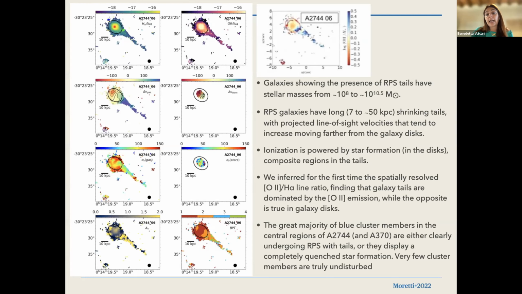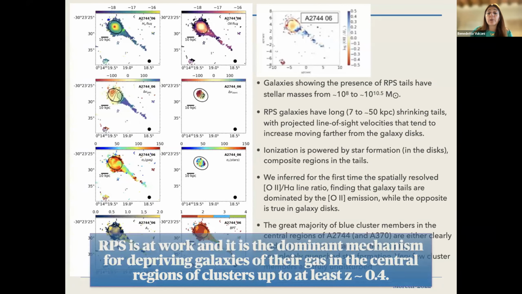And also we have for the first time access to the O2 lines, which in the optical at low redshift are outside the MUSE wavelength range. And we found for the first time an excess of O2 in the tails of ram pressure stripped galaxies. But this is something that we are still investigating. The important thing is that already at redshift 0.3, we see that the great majority of the blue cluster members either are already passive or show tails due to ram pressure stripping. So ram pressure stripping must be a very important process already at higher redshift.